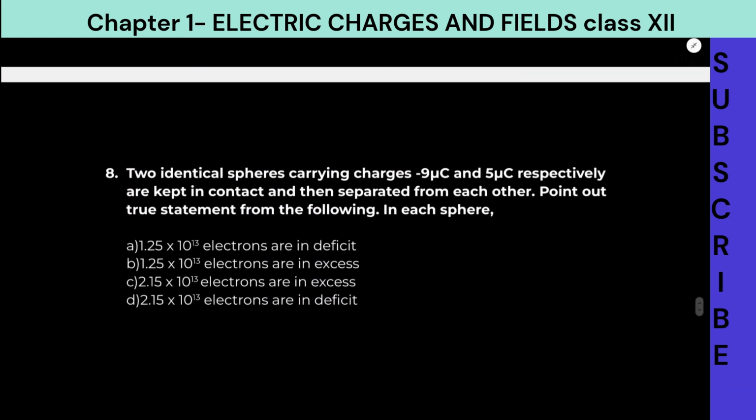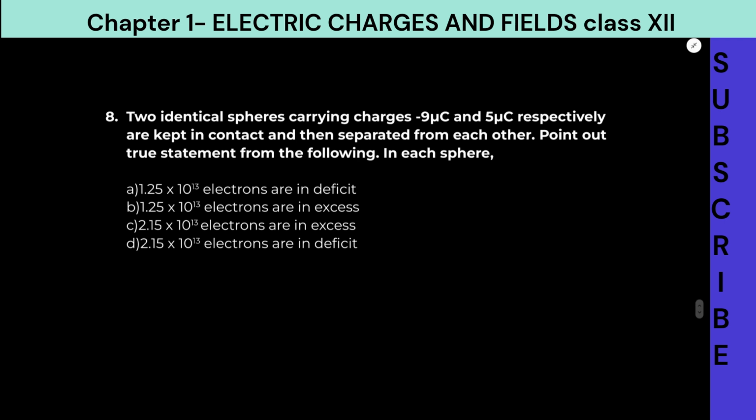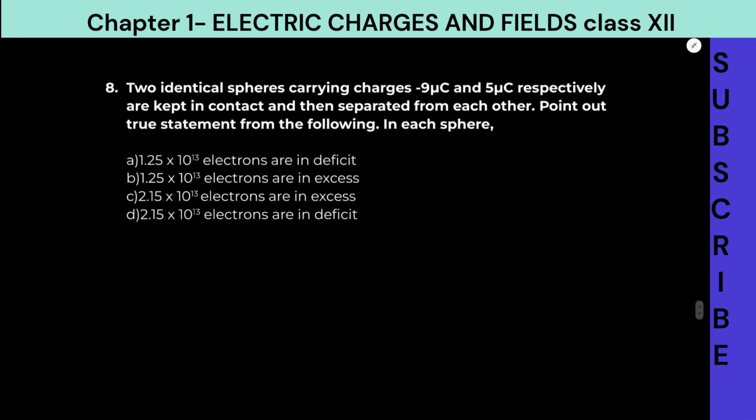So let's move to question number 8. Question number 8 says, two identical spheres carrying charges minus 9 and 5 microcoulomb are kept in contact and then separated from each other. Point out which one is true. Great. So first of all, they are talking about electrons. So what we have to do? The initial charge on the first one is minus 9 microcoulombs.